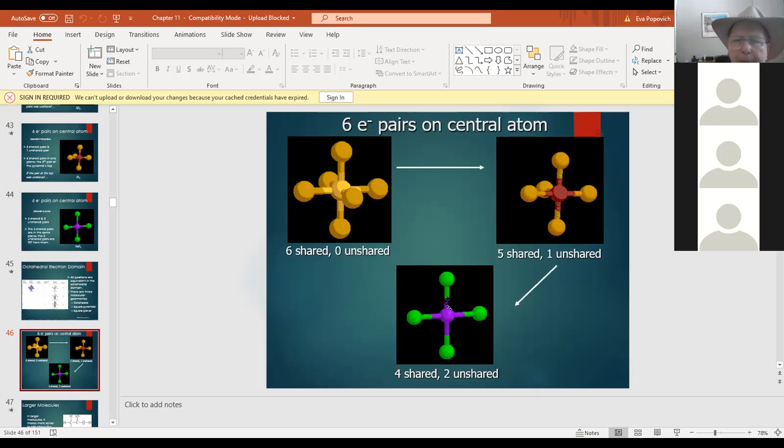Gabe, how about the square planar? If all the green ones are the same atom, is that going to be polar or non-polar? It's polar. Gabe, are these pulling in equal and opposite directions? Yes. Is this molecule symmetrical? Non-polar. Yeah, non-polar. My bad.